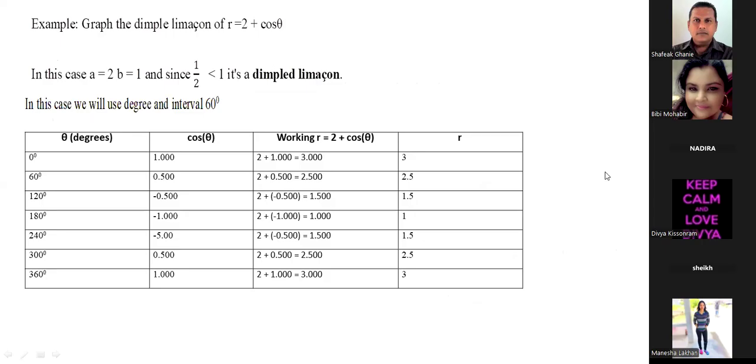And we're going to graph one of the dimple limaçons. So we're going to graph r is equal to 2 plus cos theta. In this case, we know a is 2, b is 1, and since a half is less than 1, it's a dimple limaçon. Again, we choose an interval of 60 degrees, and we have the table with the degree and cos theta. We show the working of r is equal to 2 plus cos theta, and we substitute for cos theta, work it out, and we'll have r, and that's what we do for the rest.